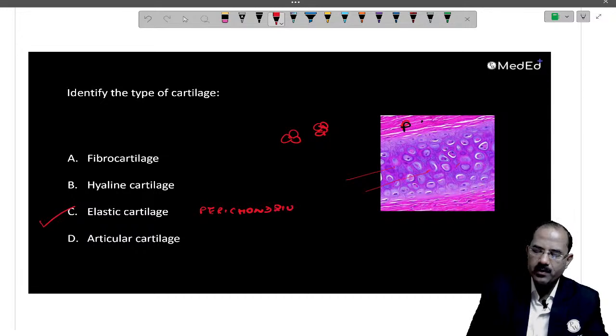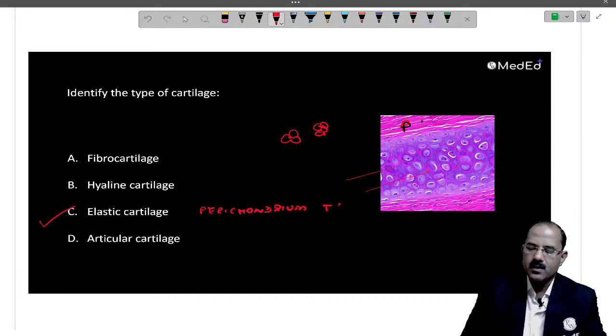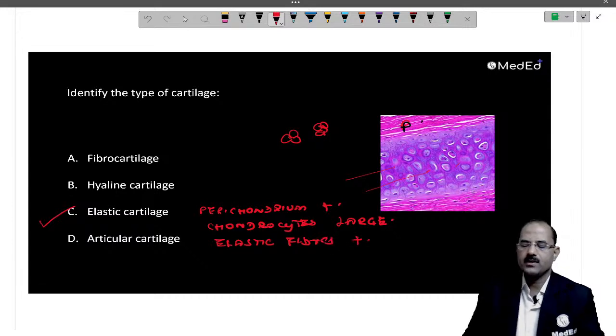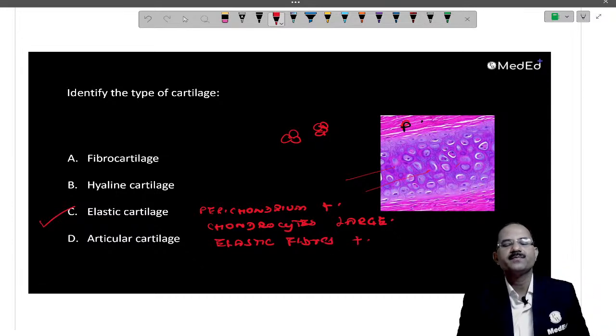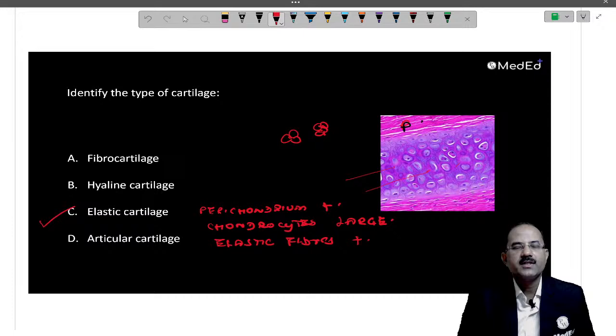Okay, so perichondrium is present. Chondrocytes are large in size, and elastic fibers are present. Perfect. This is clear to all of you. So that is an example of elastic cartilage.